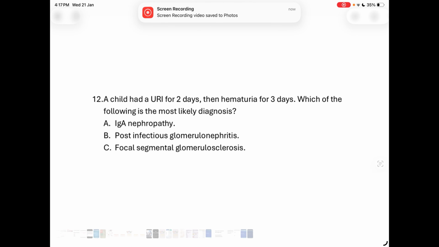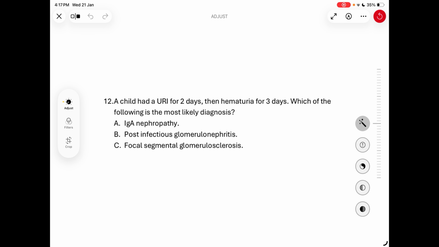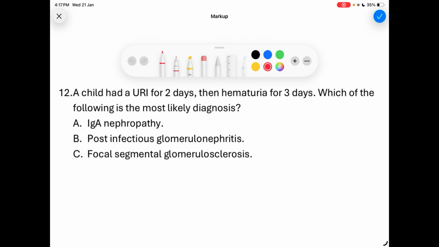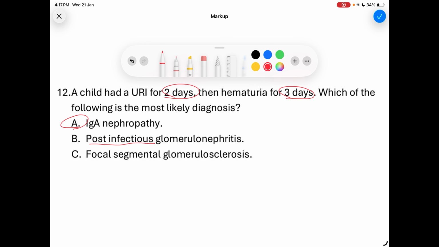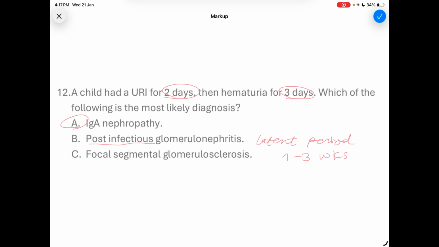Now the questions here were a bit weird, so let's just go over them بسرعة. A child had a upper respiratory tract infection for 2 days and then hematuria for 3 days. Which of the following is the most likely diagnosis? 3, 2, 1. IgA nephropathy. لأن قلنا post-infectious عنده a latent period and it will present after 1 to 3 weeks.